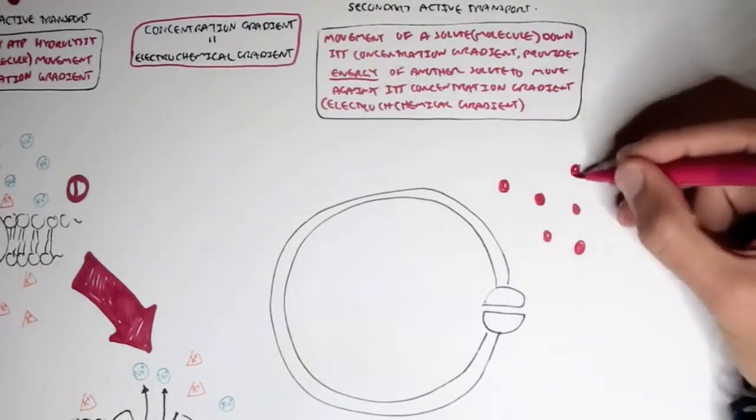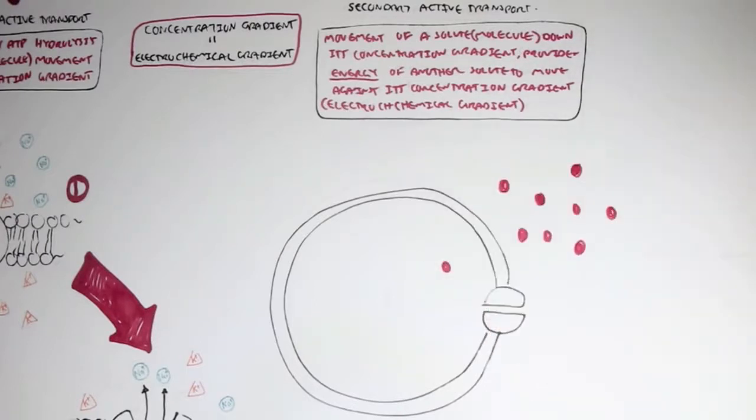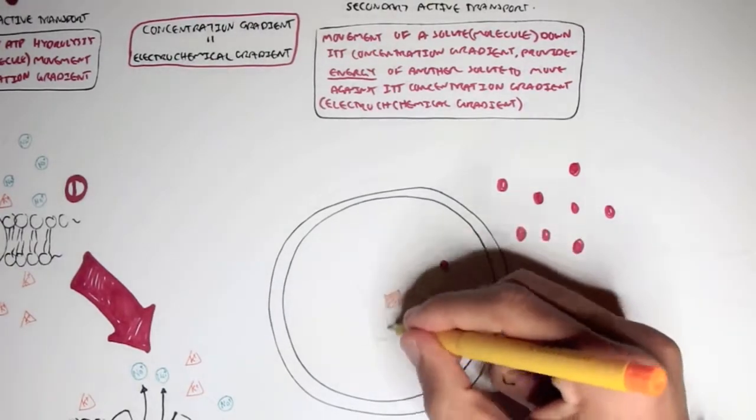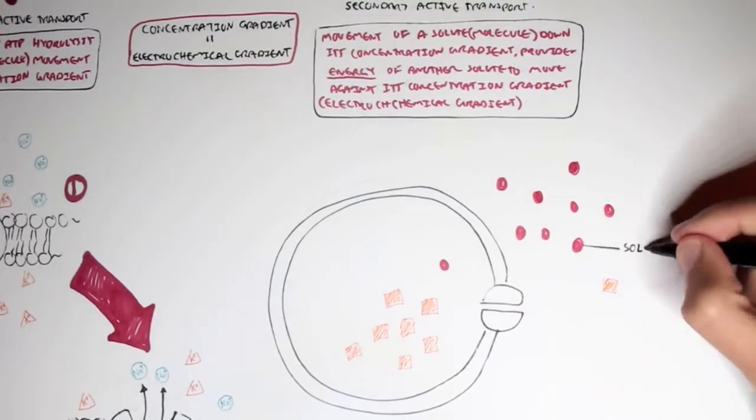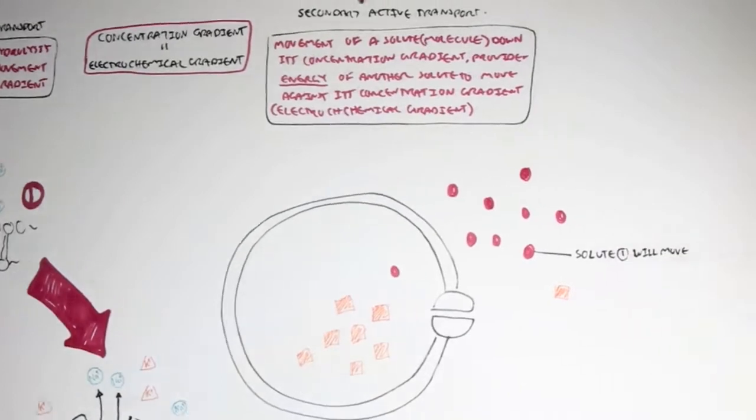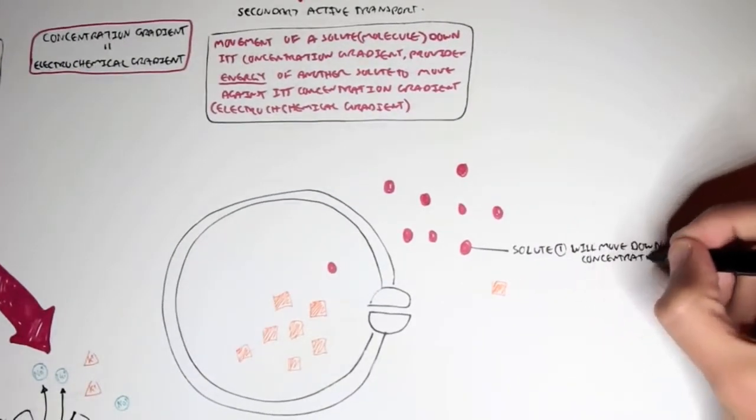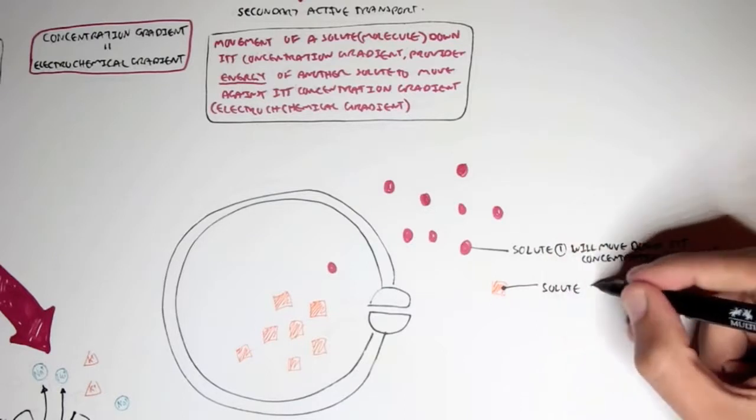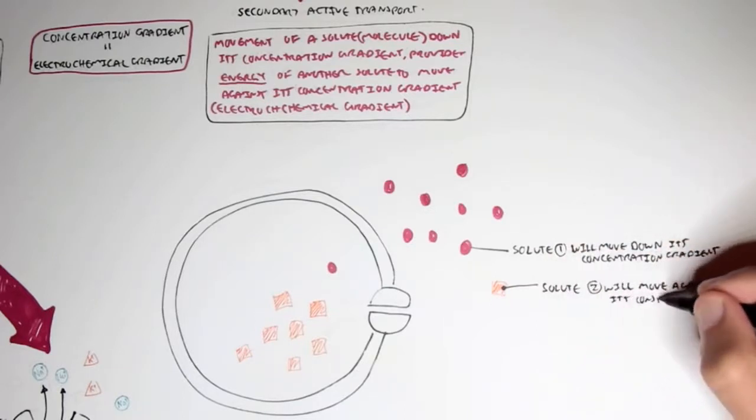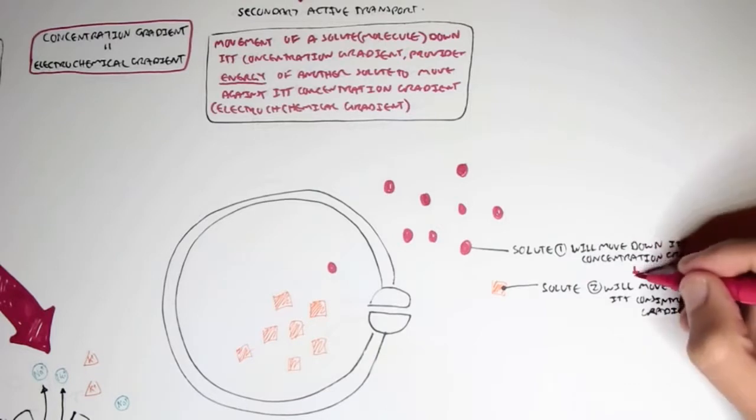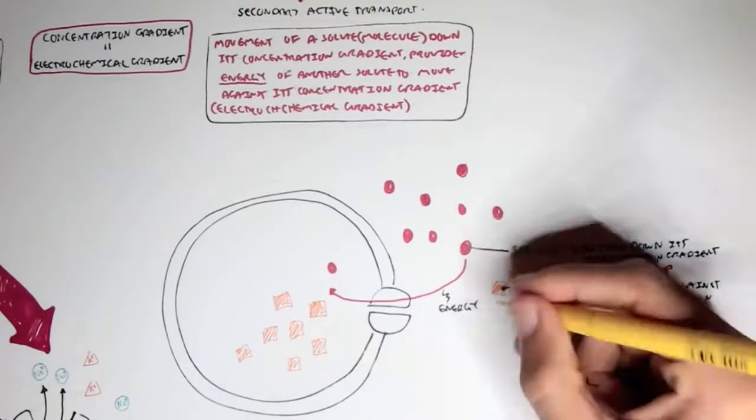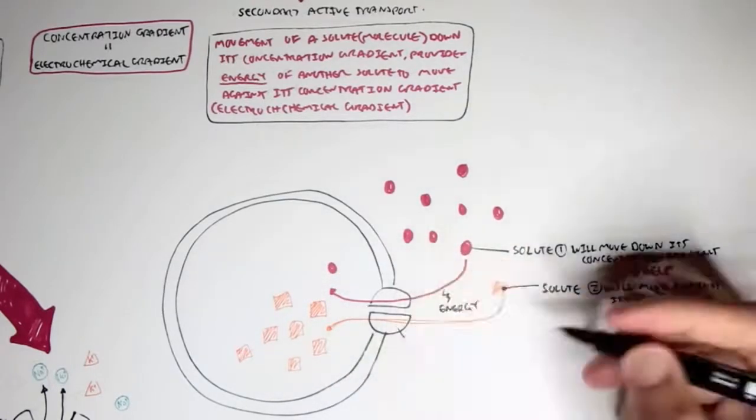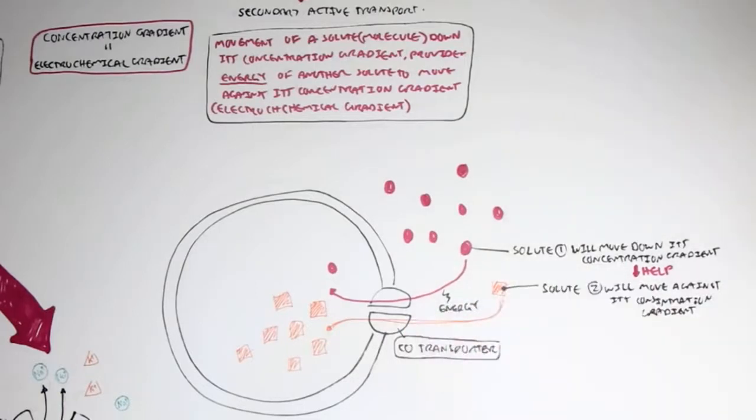We have red solutes out here. They're highly concentrated on the outside of the cell with respect to the inside. And we have a second type of solute inside the cell, these orange squares, which are highly concentrated inside the cell with respect to the outside. The red one is solute 1, and it will move down its concentration gradient. As this red solute moves down its concentration gradient, it provides energy for solute 2 to move against its concentration gradient.